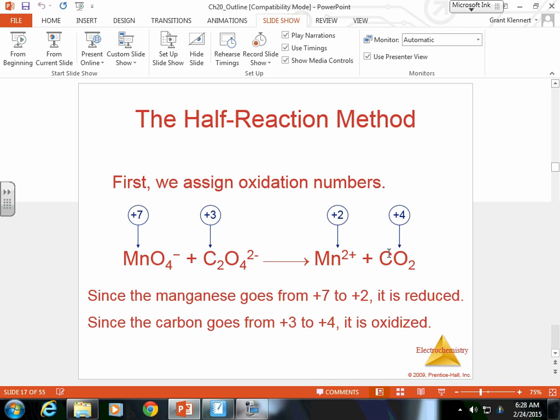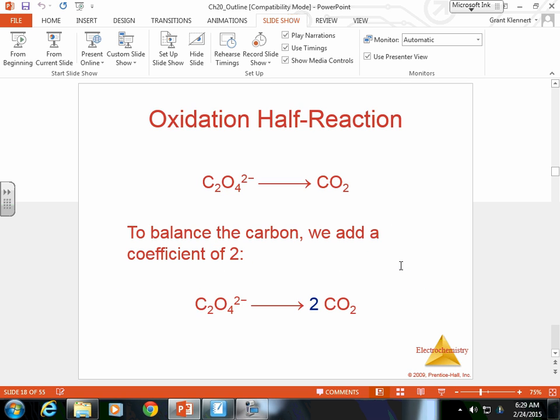So what you have here is manganese going from plus 7 to plus 2. So it's being reduced. It's gaining electrons. And carbon's going from plus 3 to plus 4. So it is oxidizing. So now we're going to take the half reactions. We're going to focus on just MnO4 going to Mn, and C2O4 going to CO2. So here's what this looks like.